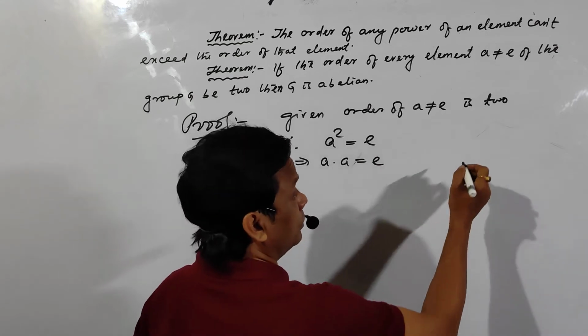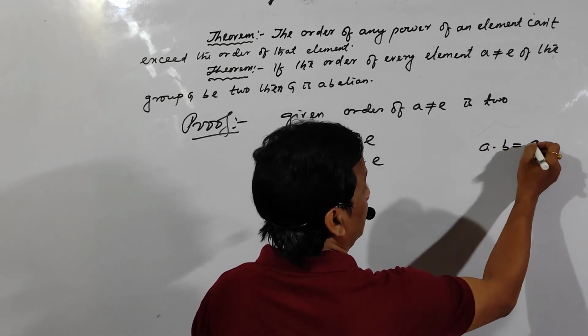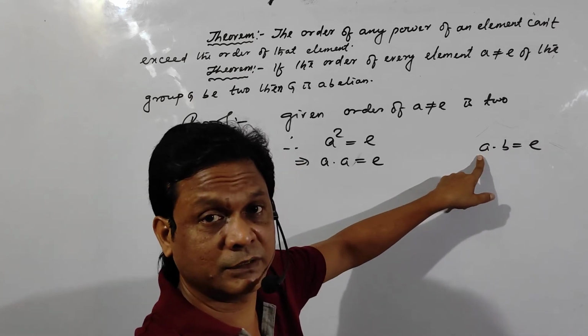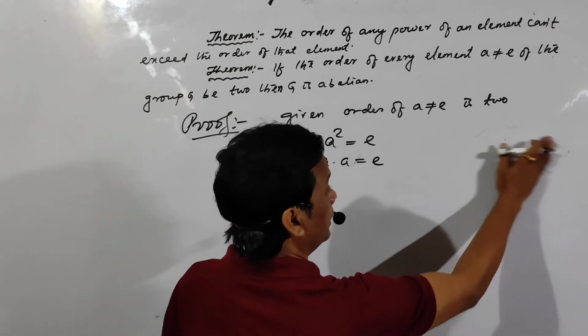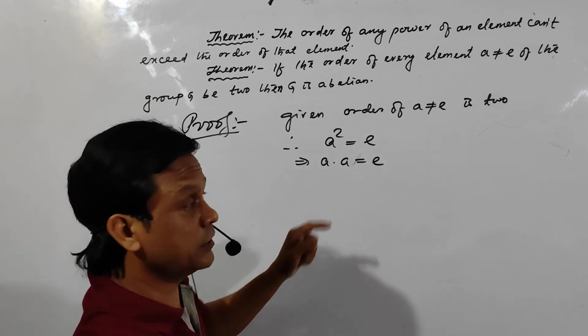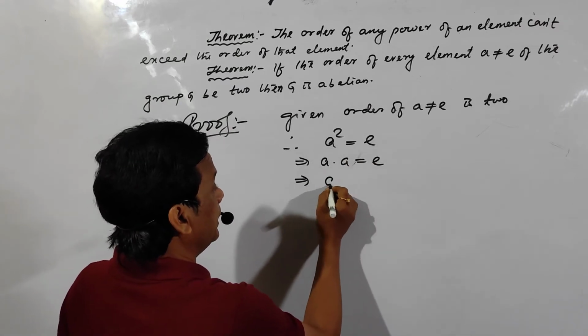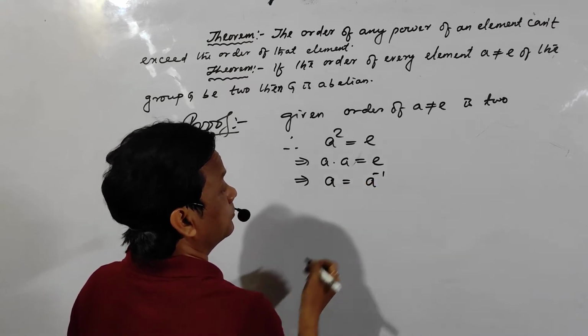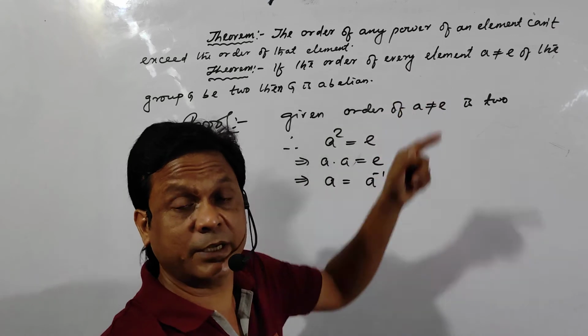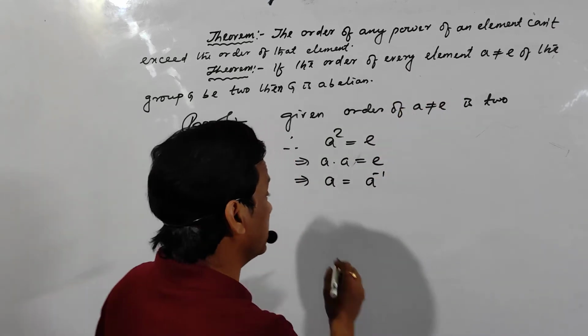And already you know, if A into B is equal to the identity element, then A is the inverse of B and B is the inverse of A. Is that clear to you? So here A into A is equal to E. That means A is the inverse of A. That means A is equal to A inverse. What is A? Any element of the group G. That means every element of the group G is its own inverse.